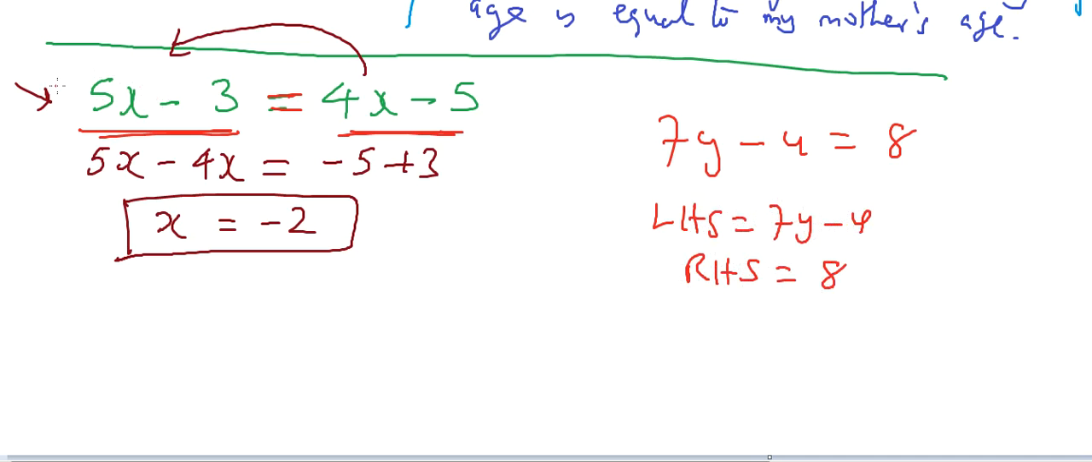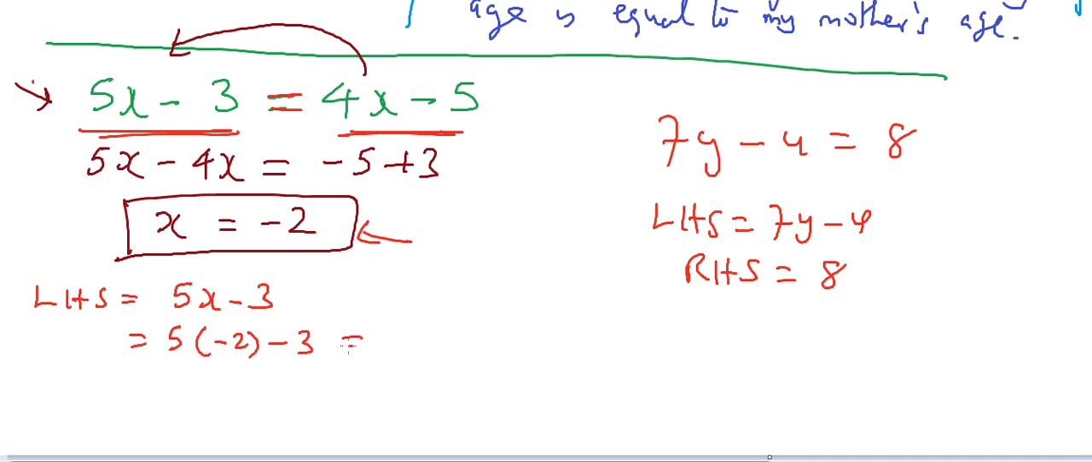Okay, so similarly in this given equation, what is the LHS? 5x minus 3. If you substitute this value of minus 2, then both sides should match. That means the value of the expression in the LHS should be equal to the value of the expression in the RHS. Let's substitute x equal to minus 2. So this is equal to 5 into minus 2 minus 3. So what do we get? 5 into minus 2 is minus 10, minus 3 is equal to minus 13.